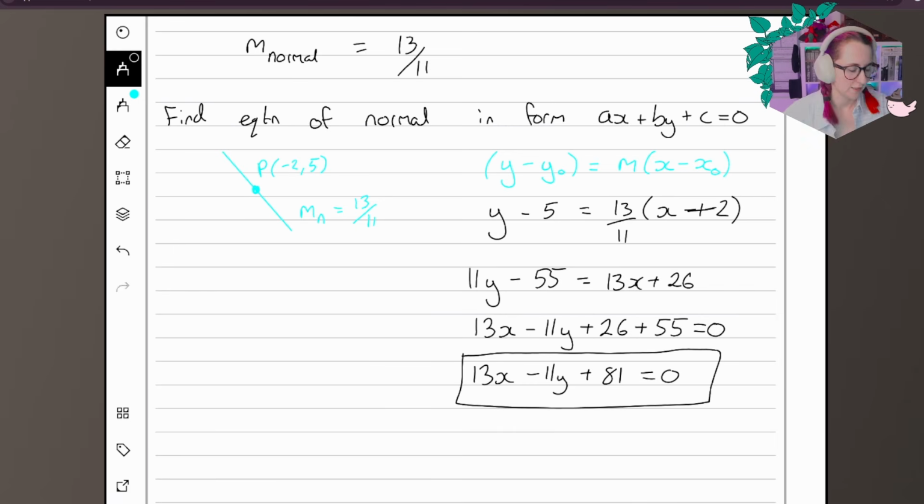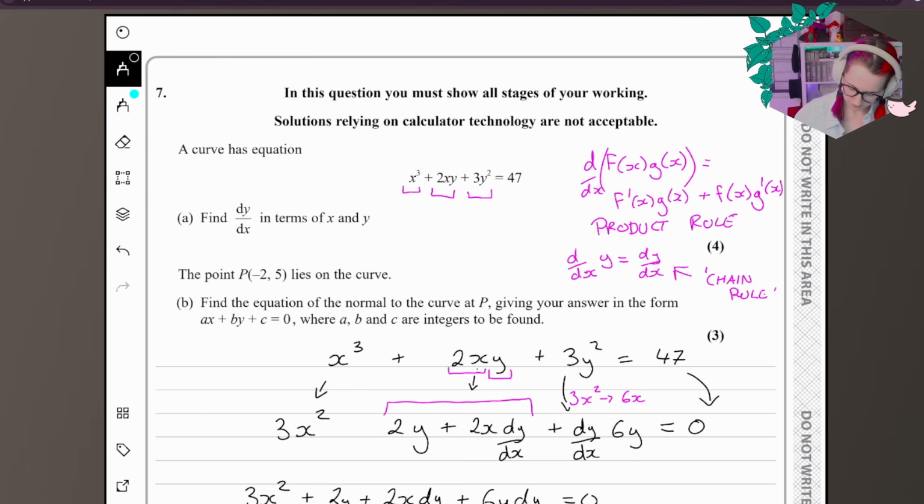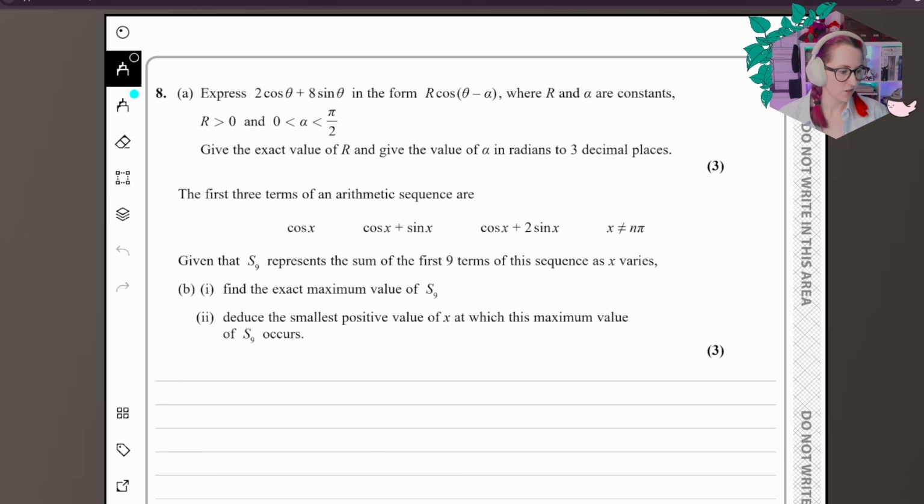Ooh. That was a hard question. For how many marks was that? Okay, 7. Right. We've got some values. We've got some trig going on here. Oh, no, we've got an almost trig. We've got series as well.